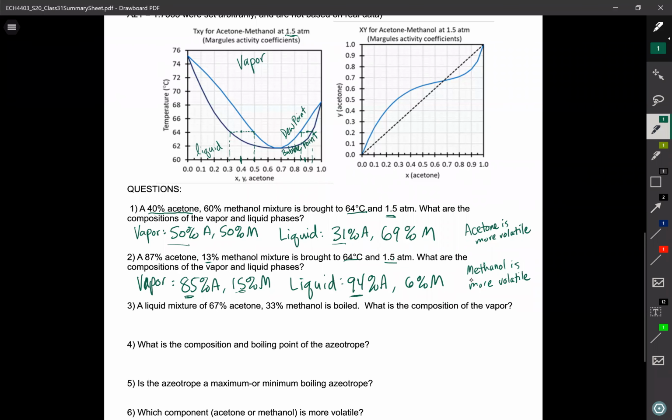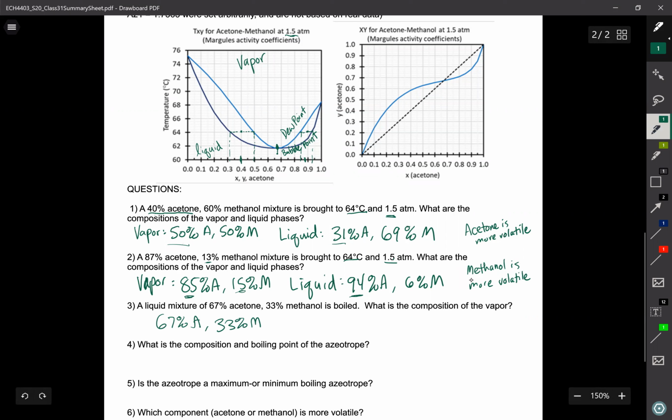Next question is a liquid mixture of 67% acetone, right there, 33% methanol is boiled, and we boil it by bringing it to the boiling point. What is the composition of the vapor? I've already gone through this a little bit, but the composition of the vapor will be 67% acetone, 33% methanol.